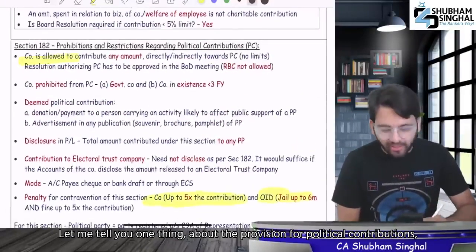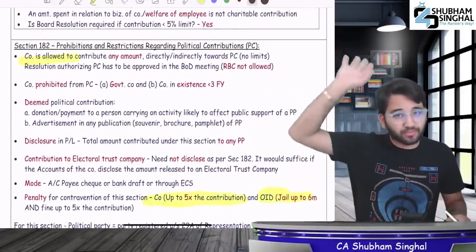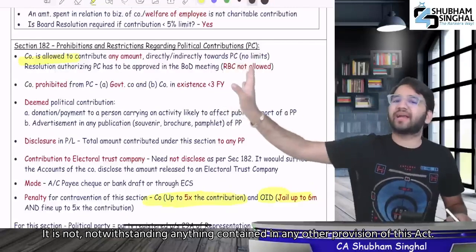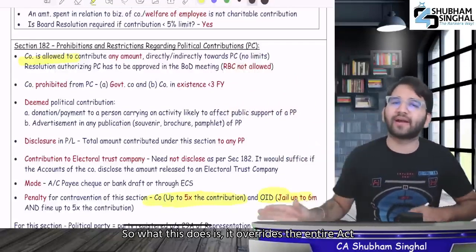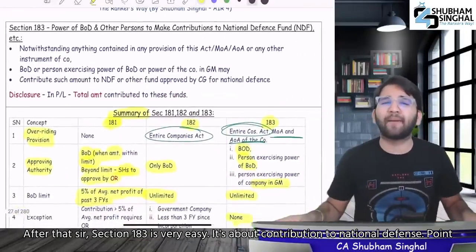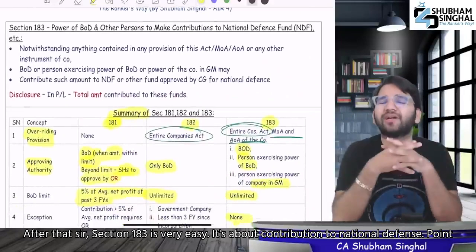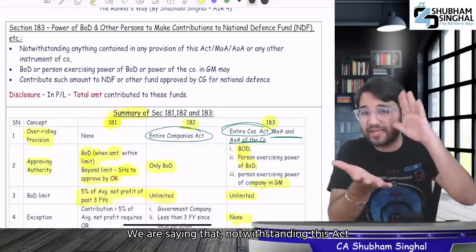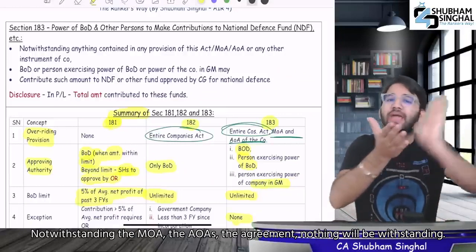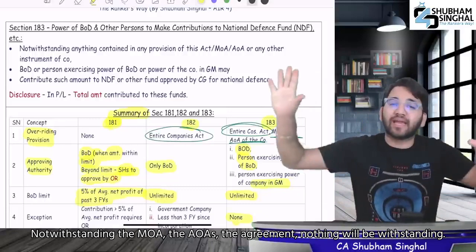Let me tell you about the provision for political contributions. It is notwithstanding anything contained in any other provision of the act. So what this does is it overrides the entire act. Section 183 is easy. It's about contribution to National Defence Fund. Law says there are no restrictions here. We are saying that notwithstanding this act, notwithstanding the MOA, the AOA, the agreement, nothing will be withstanding.